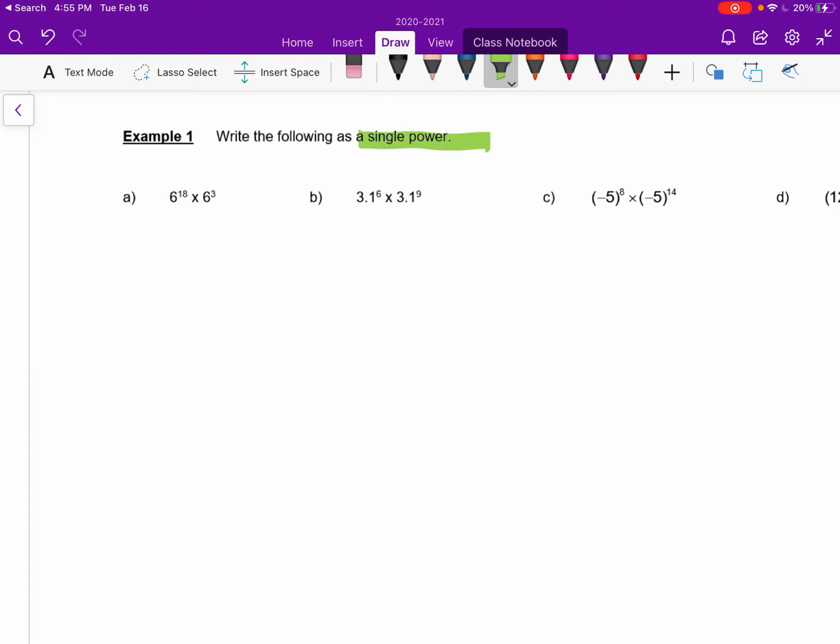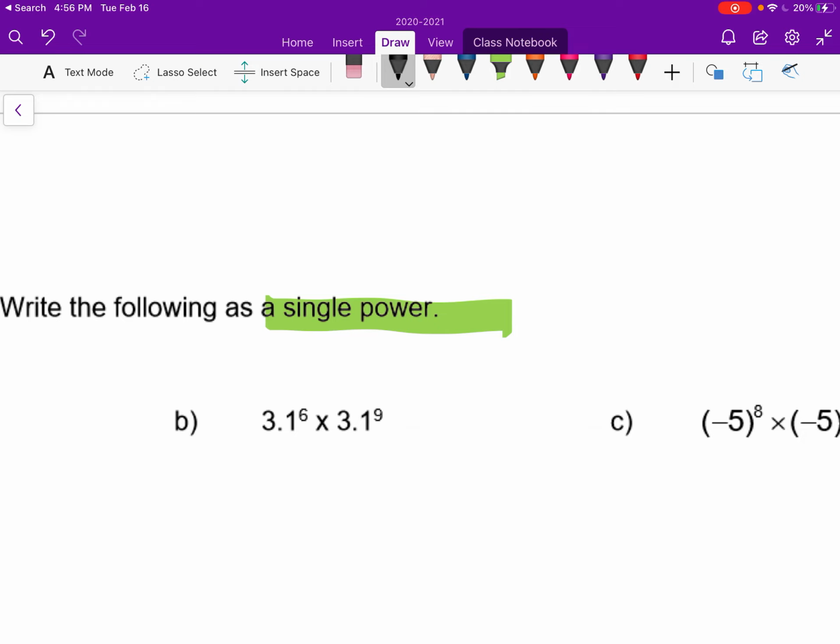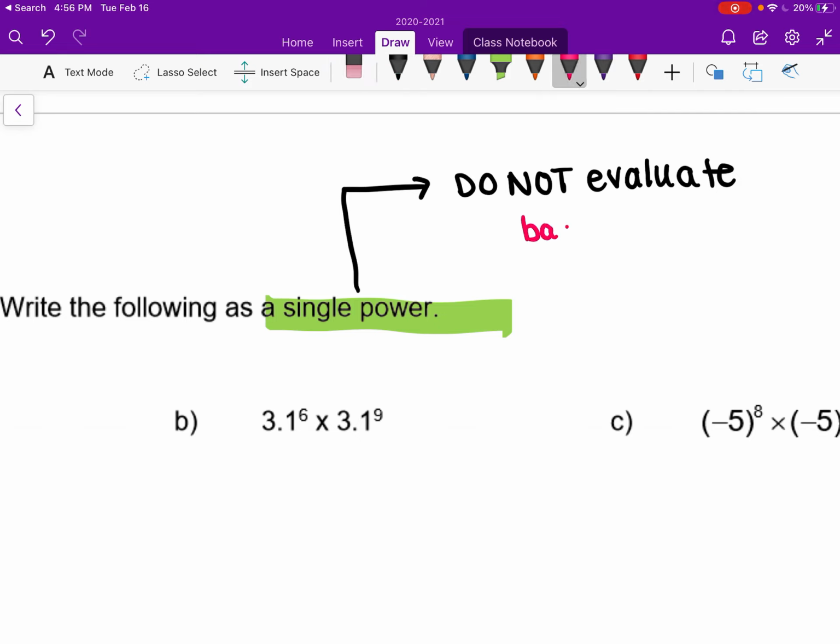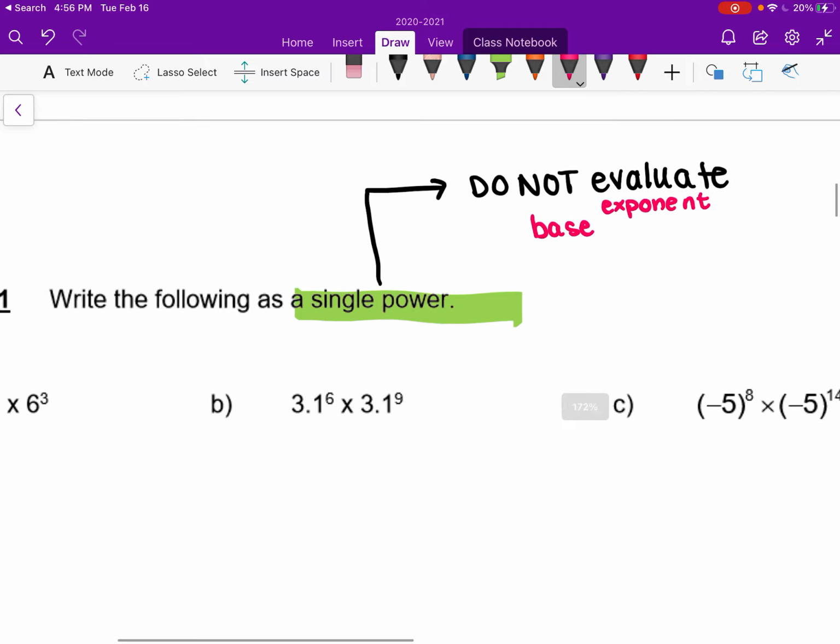When I'm asking you to write something as a single power, and this is on your test, do not evaluate. So don't give me the answer. Just give me something to the power of. You're going to be writing it as base and then exponent. That'll be how you write it, and I'll show you what that means.